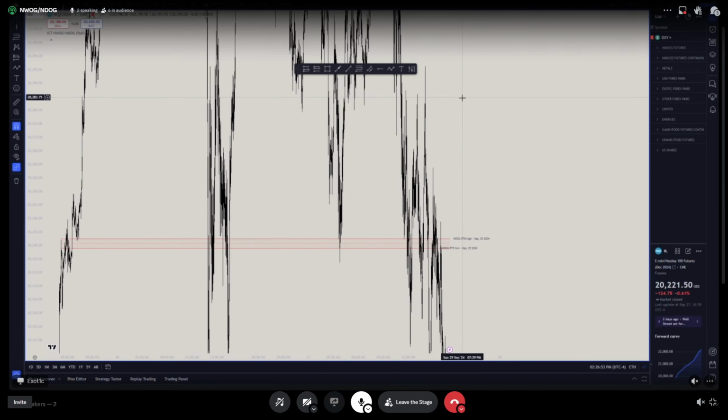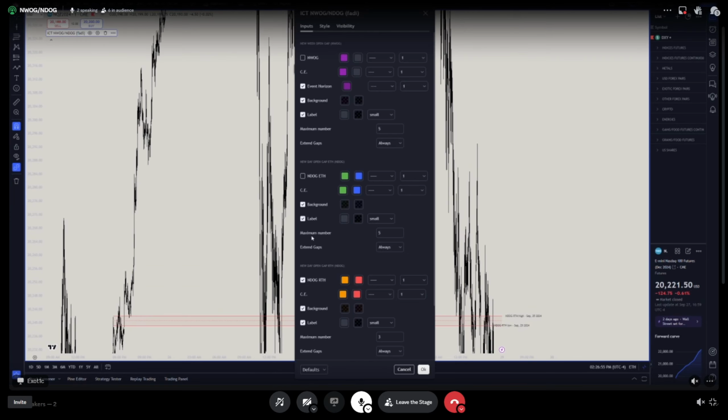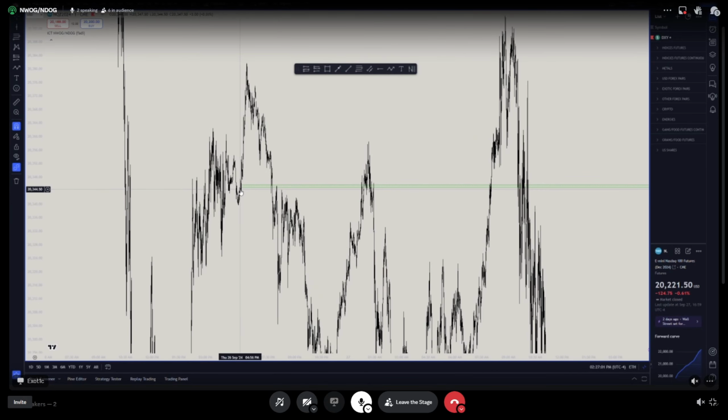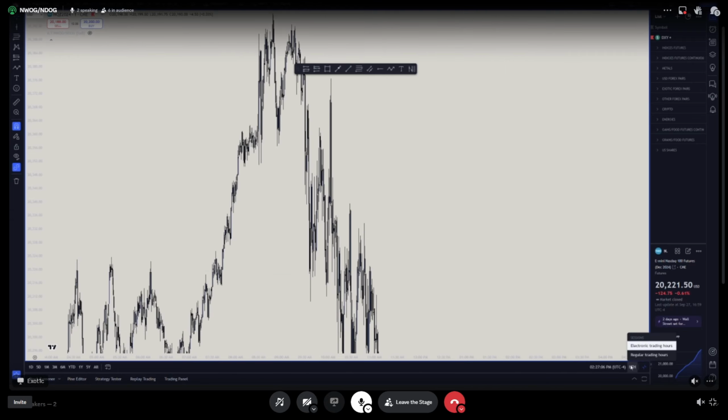This one is bugging. We don't trust this one. Let me see if it's this one. Hold on. I don't really use this indicator that much, so. Okay, no. These are just both bugging. Don't trust this indicator.